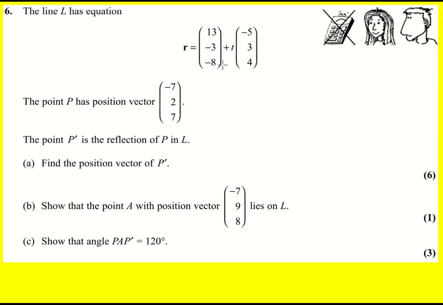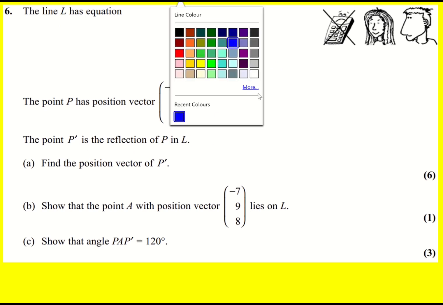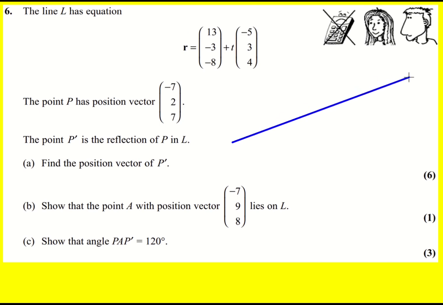We're given a vector equation describing line L, and then P has this position vector. And then we're told that P dash is a reflection of P in L. So I'm just going to get a diagram down for what is going on here. Okay, so here's my line L, and I'll say that the origin is here, and then some vector gets us onto the line. In fact, that is this vector here, the position vector 13, minus 3, minus 8.